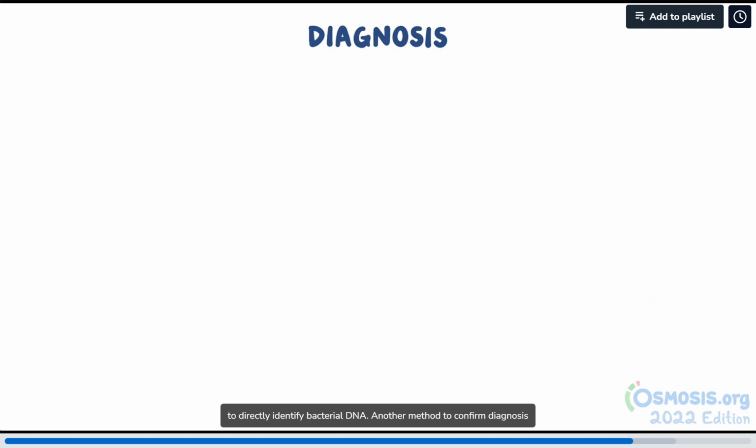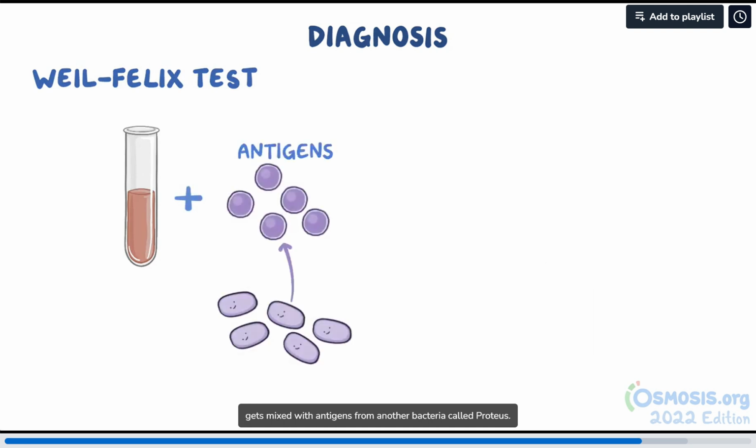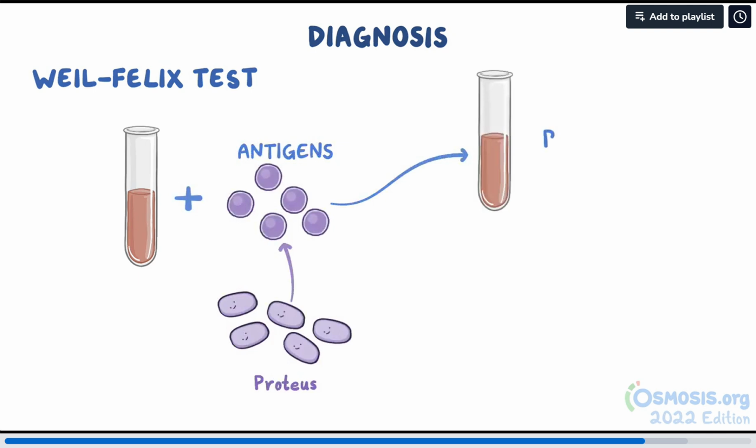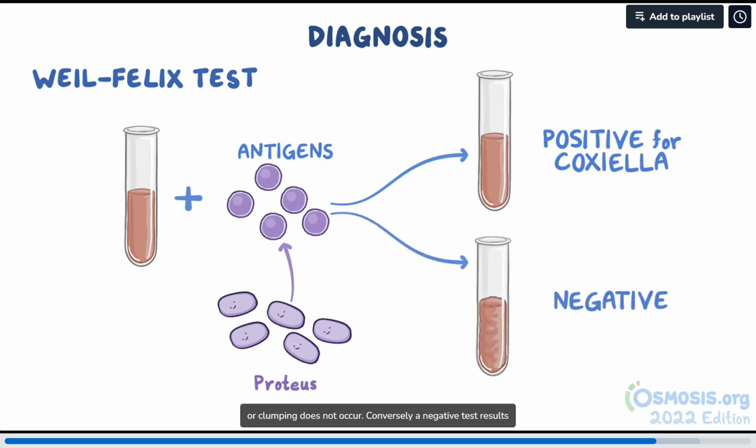Another method to confirm diagnosis is the Weil-Felix test. This is where a blood sample gets mixed with antigens from another bacteria called Proteus. A positive test for Coxiella burnetii is when agglutination, or clumping, does not occur. Conversely, a negative test results when agglutination or clumping occurs when a person's blood gets mixed with Proteus antigens.